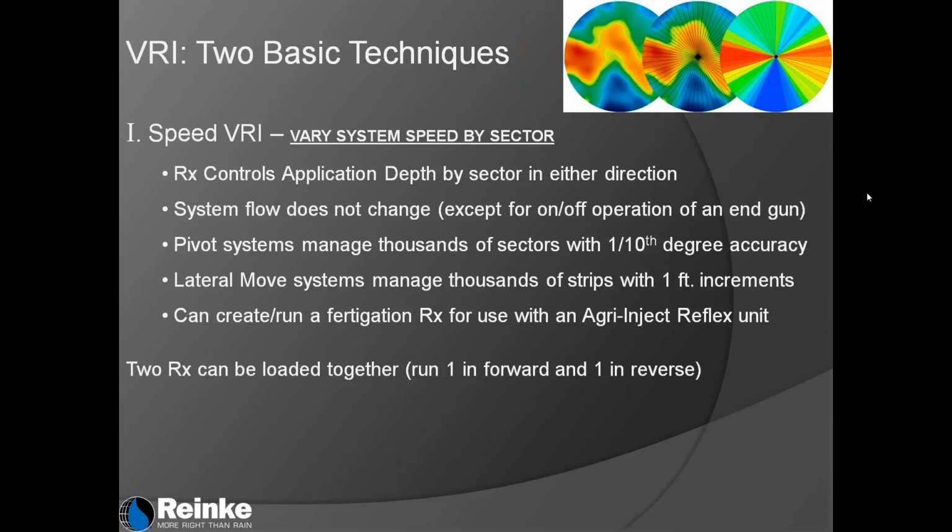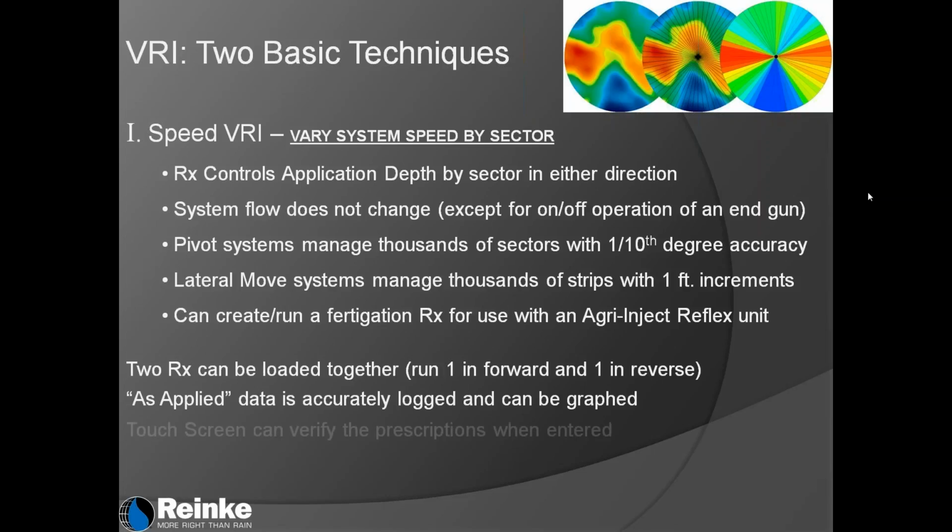With our latest version, or the latest update of our VRI, we also now allow 2 prescriptions to be loaded together on that panel, so that one can run in the forward mode, and then when the system reverses, it'll automatically run the second prescription that was put in that panel for that purpose. So that capability is now in there. Also, as applied data is accurately logged and can be graphed as you choose. And the touchscreen does verify whether a prescription, when it's entered, is calibrated for that field and the touchscreen itself.